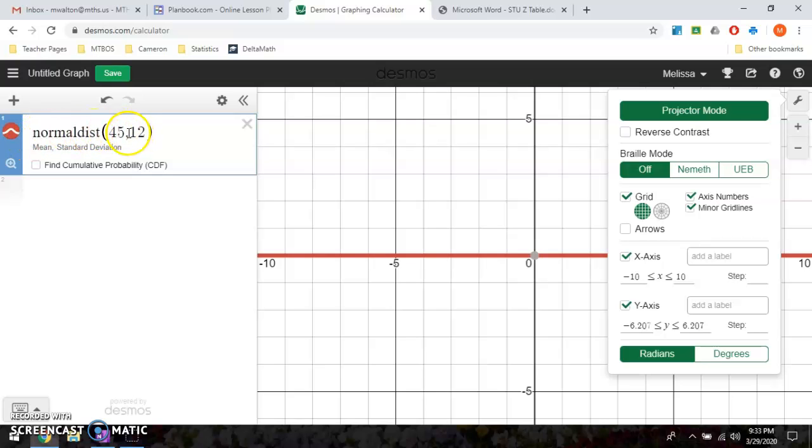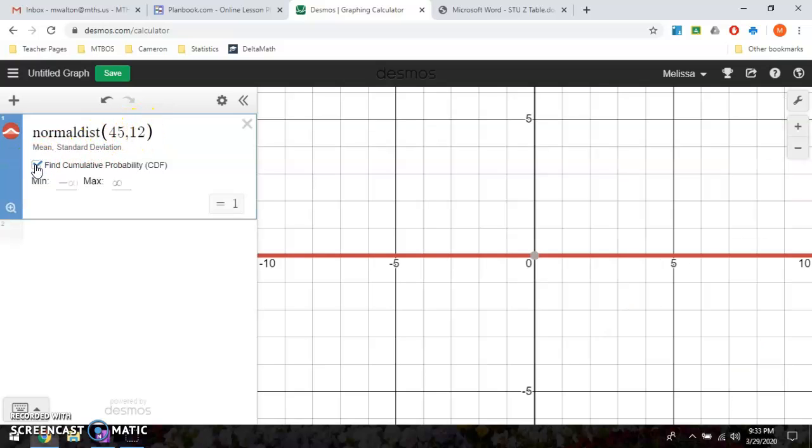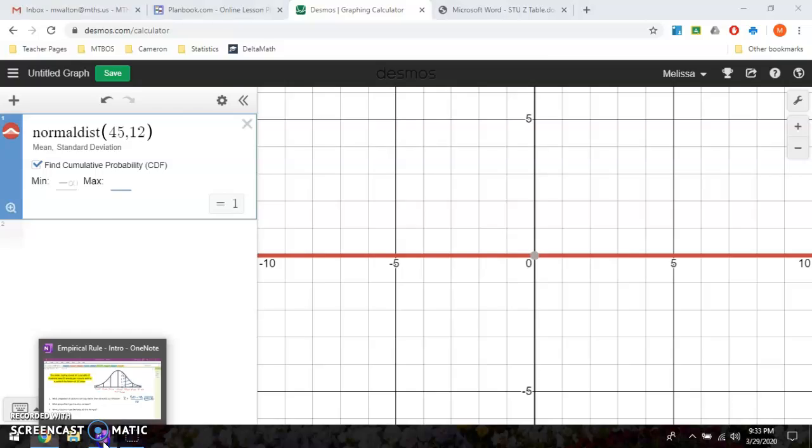My mean is 45, and then I'm looking at 12. Now, just like our binomial distribution, we can go ahead and find our cumulative probability. And currently we are looking at from negative infinity to positive infinity. That's what we've got for the accumulation. Well, that's not what I'm looking for here.